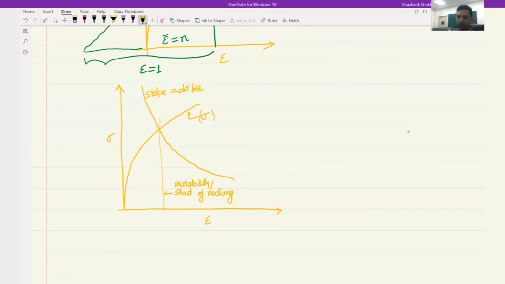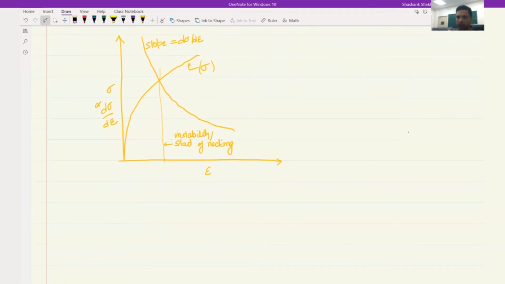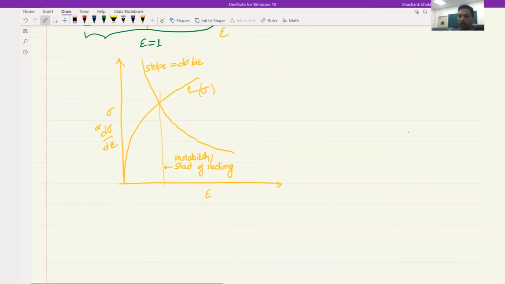So the y-axis represents stress and also the slope d sigma by d epsilon, which has the units of stress, and the x-axis has strain units. So the condition for necking in tension is met when the true stress sigma equals the slope d sigma by d epsilon of the true stress strain curve. So this is the true stress strain curve, this is the condition for necking, and this is the point where necking begins.